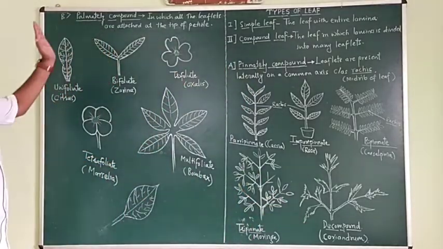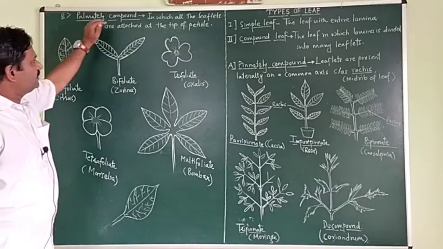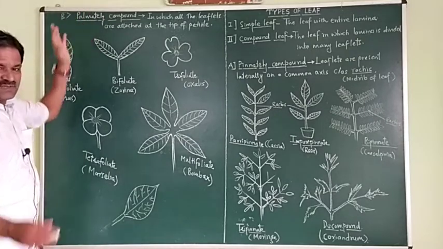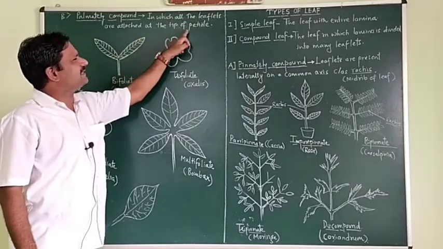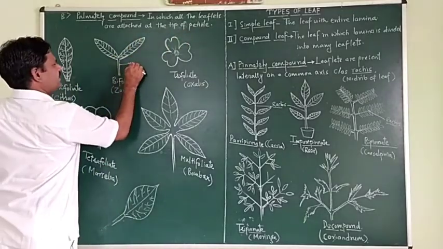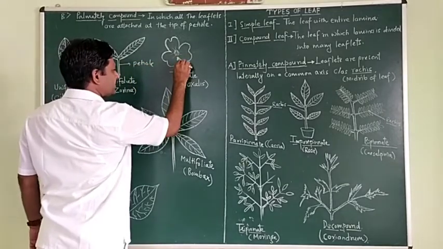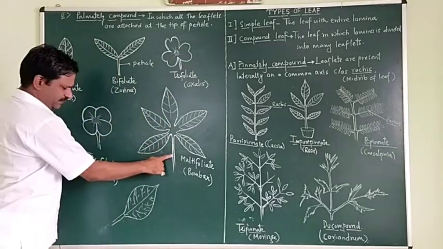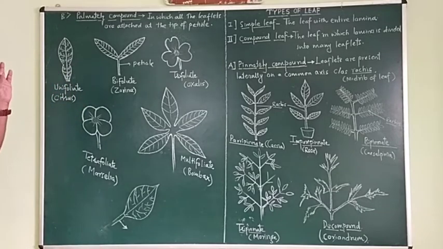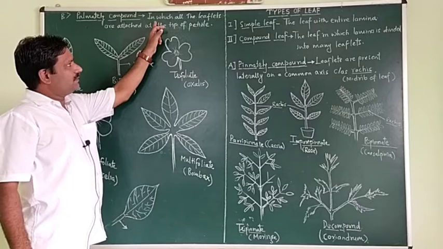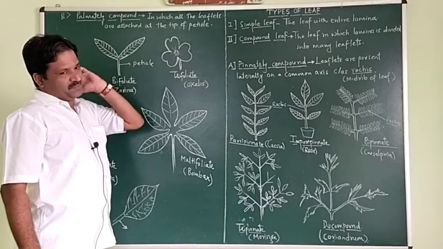Now the second type is palmately compound. Here the leaflets or pinnae are fused, forming a palm. Palm means the fused structure. Palmately compound is one in which all the leaflets are attached at the tip of the petiole. This is the petiole, this one also is a petiole, and this is also a petiole.